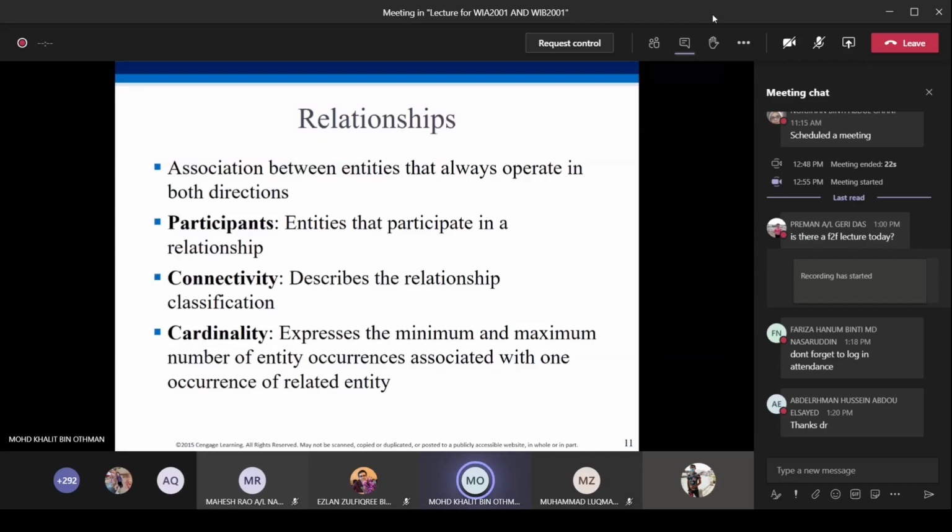And then, what is connectivity? Connectivity describes the relationship classification. For example, the relationship may be classified as one-to-one, one-to-many, or many-to-many. This is connectivity. And then we also have cardinality. What is cardinality? Cardinality expresses the minimum and maximum number of entity occurrences associated with one occurrence of a related entity. We will look at examples of participant entities, connectivity, and cardinality.